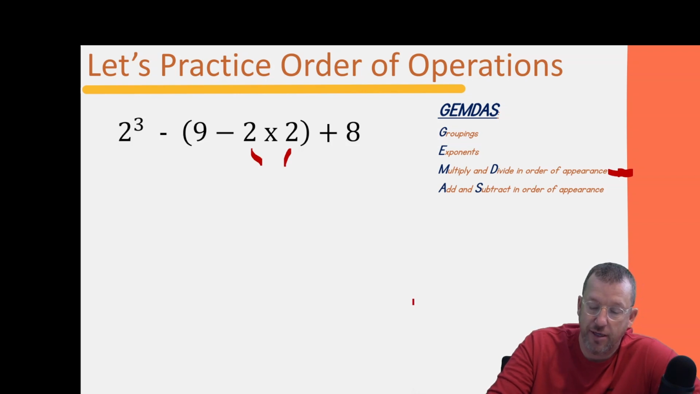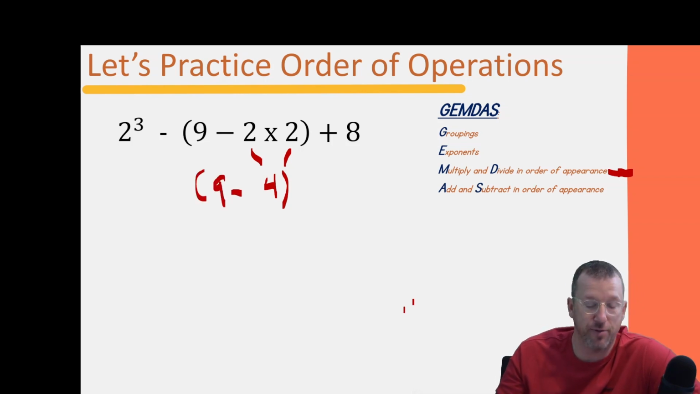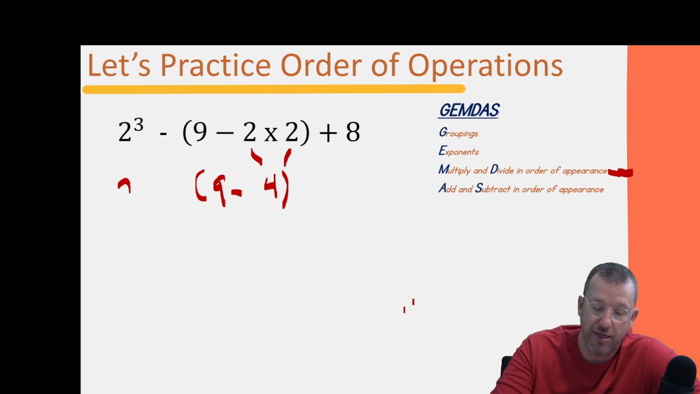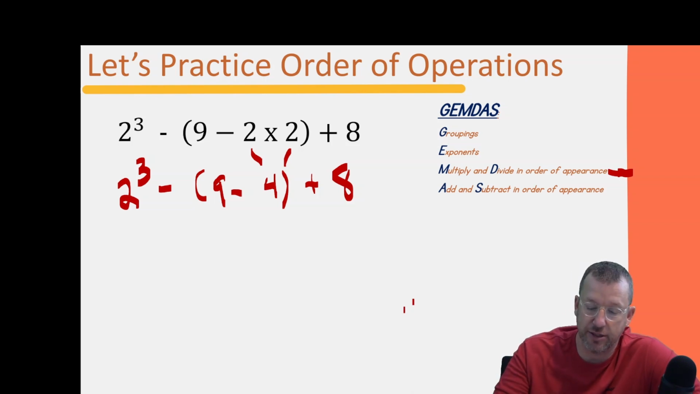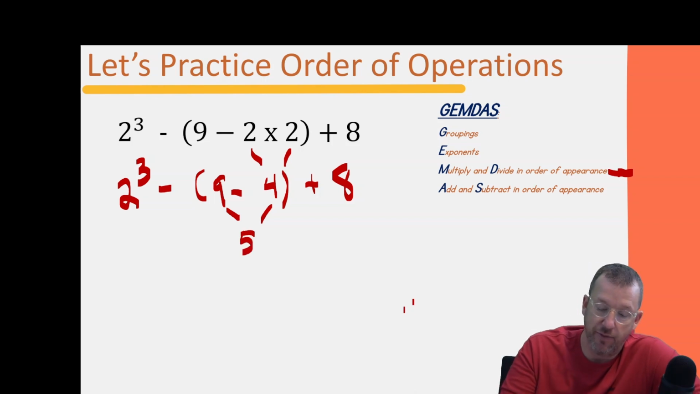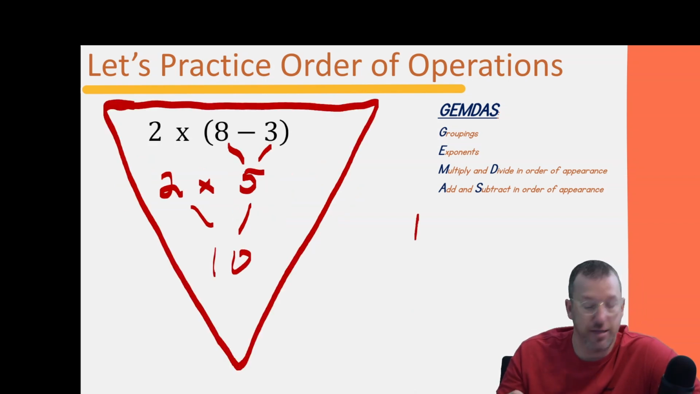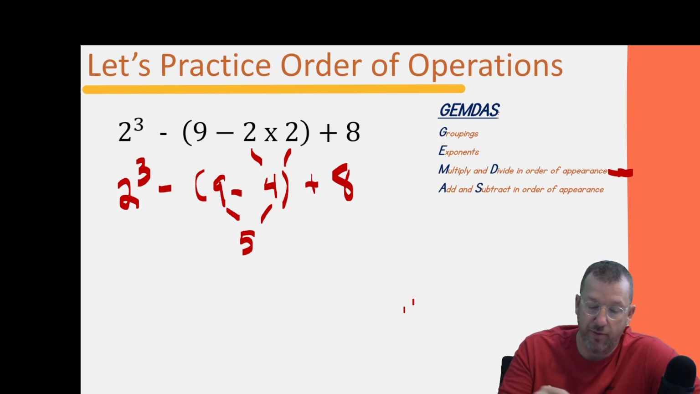It is 4. And guess what, guys? We have to write everything else back down, okay? So we still have 9 minus 4. We have not gotten rid of the parentheses yet because we have not finished it. And then we write down everything else, okay? Now, what's next? We still got parentheses. We still got groupings. Let's do that. What's 9 minus 4? It's 5, okay? And then we bring everything else back.